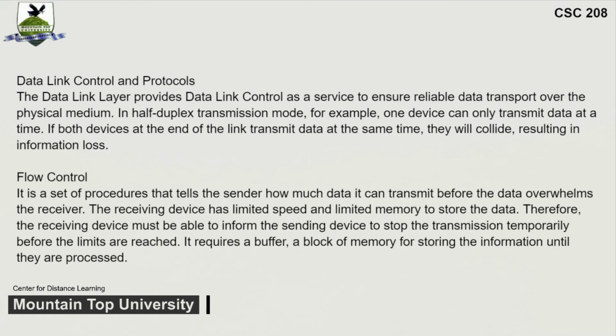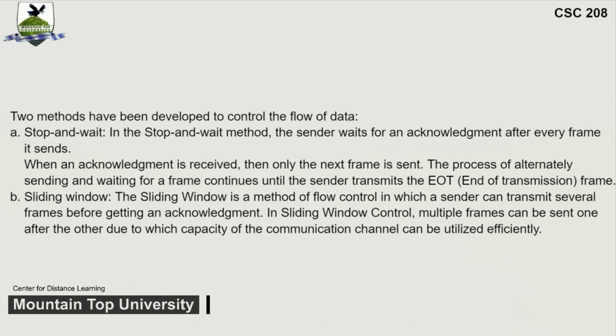The receiving device has limited speed and limited memory to store the data. Therefore, the receiving device must be able to inform the sending device to stop the transmission temporarily before the limits are reached. It requires a buffer, a block of memory for storing the information until it is processed. Two methods have been developed to control the flow of data.